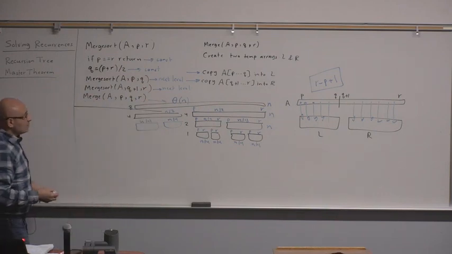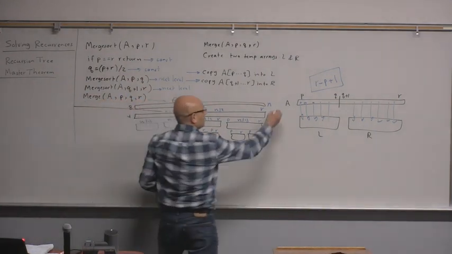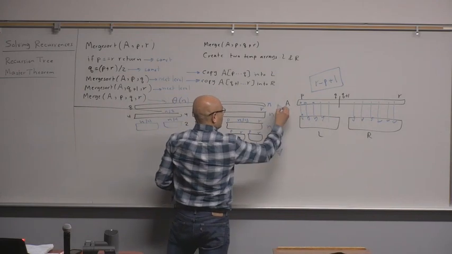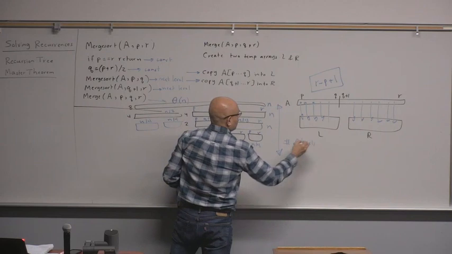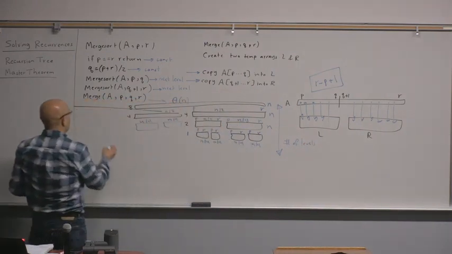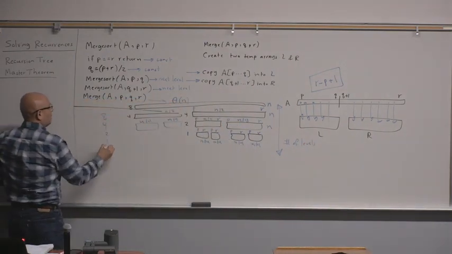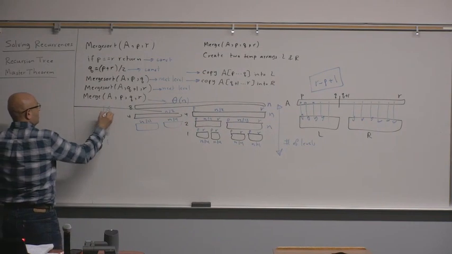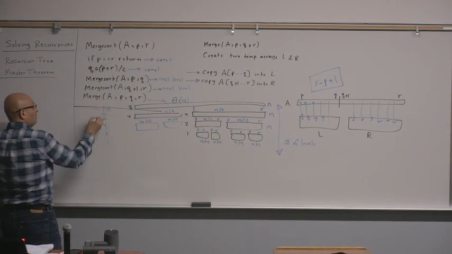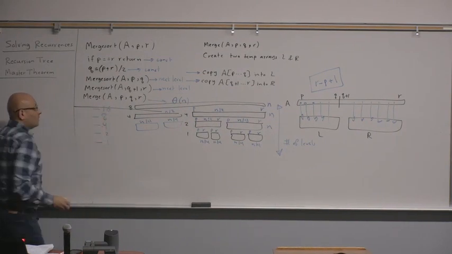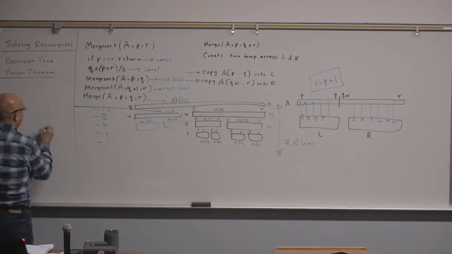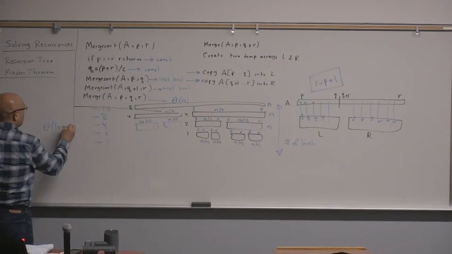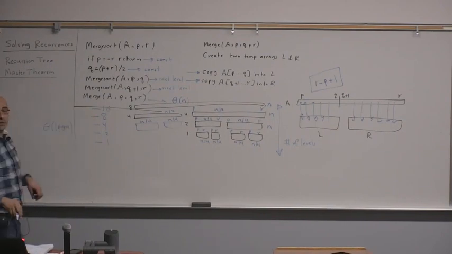Now the question is, what's the number of levels? What's the number of levels for merge sort? Log n. Yeah, log n, because we go 8, 4, 2, 1, or 16, 8, 4, 2, 1. So the number of levels equals theta of log n. In fact, it's log n plus 1, but we don't care about plus 1. So it's theta of log n.